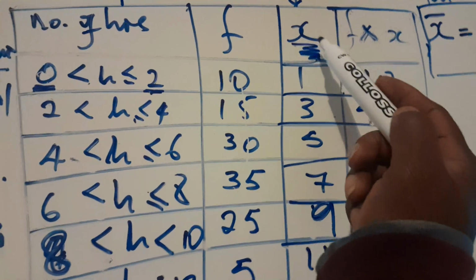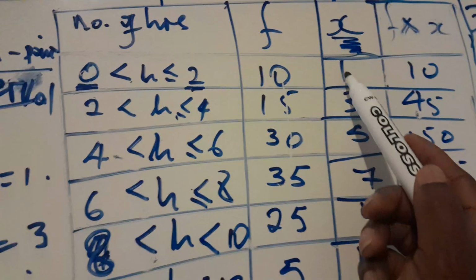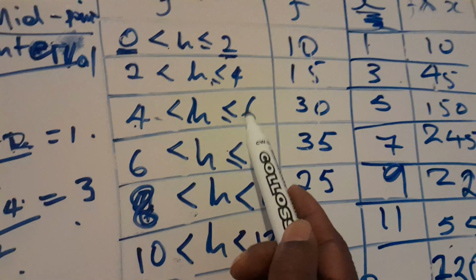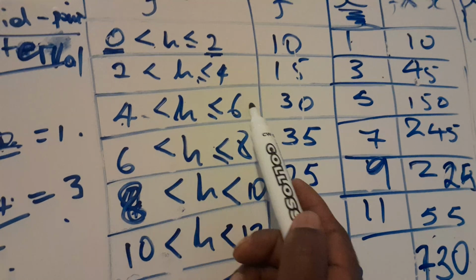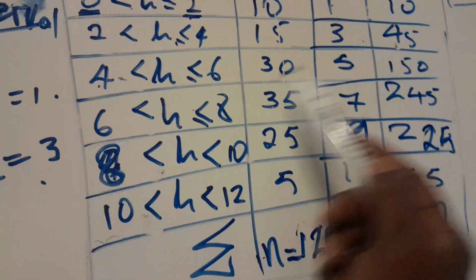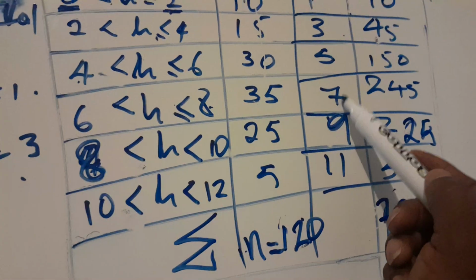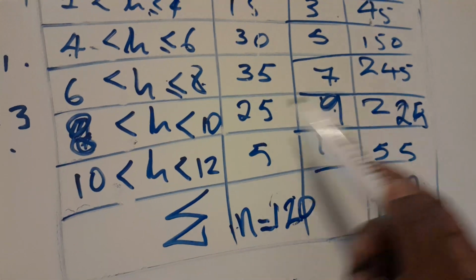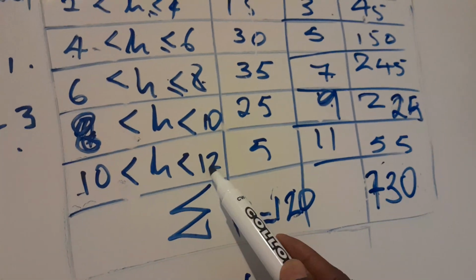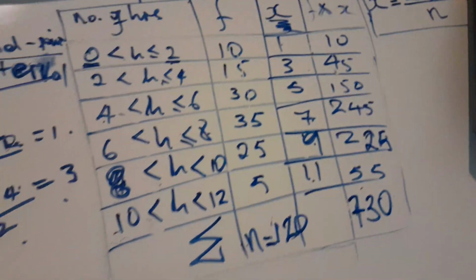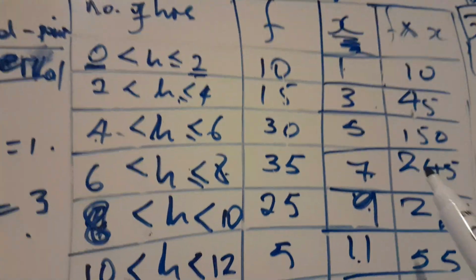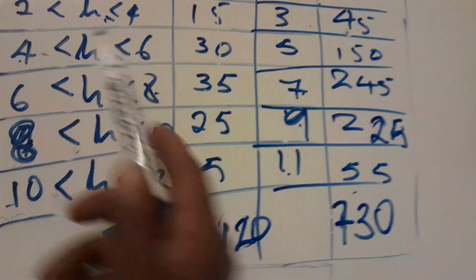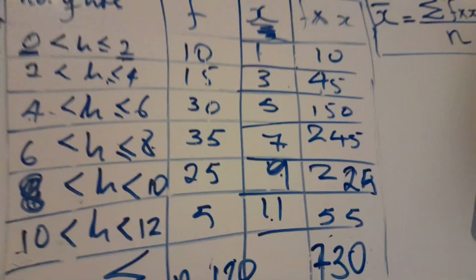I'm calling them x. So for the first one is 1, 3, then from 4 to 6, when you add them, you get 10. Divide by 2, you get 5. 14 divided by 2, 7. 18 divided by 2, 9. 22 divided by 2 is 11. So these midpoints here are going to represent each class interval here.